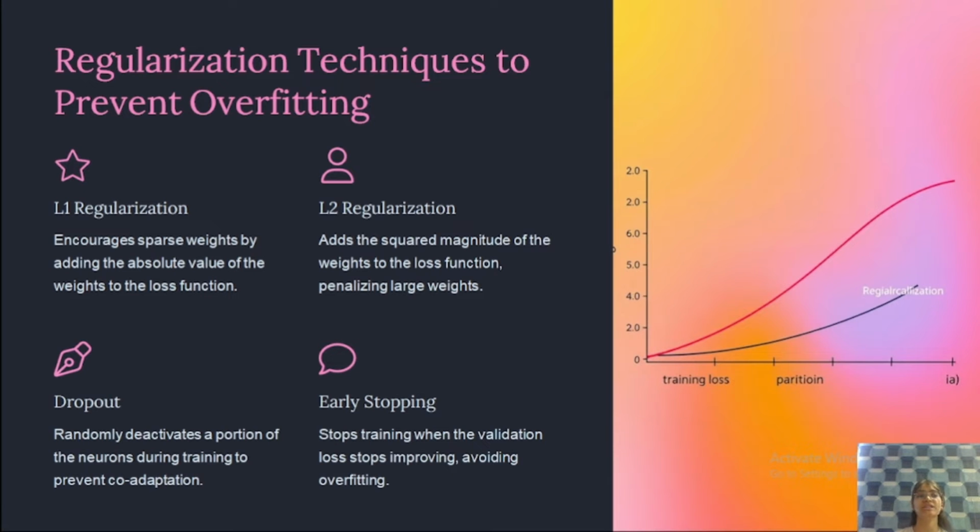Now the regularization techniques for preventing overfitting. So you have L1 regularization, L2 regularization, dropout, and early stopping. L1 regularization encourages sparse weights by adding the absolute value of the weights to the loss function. L2 adds the squared magnitude of the weights to the loss function, penalizing large weights. Dropout randomly deactivates a portion of the neurons during training to prevent co-adaptation. Early stopping stops training when the validation loss stops improving, avoiding overfitting.